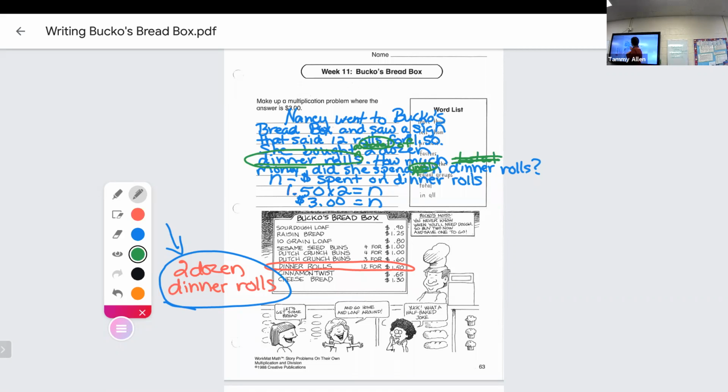She bought a total of a dozen dinner rolls. Okay, questions? All right, yes, ma'am. On the back, you can do the distance one. Just a minute, we'll get to that. Any questions on this?